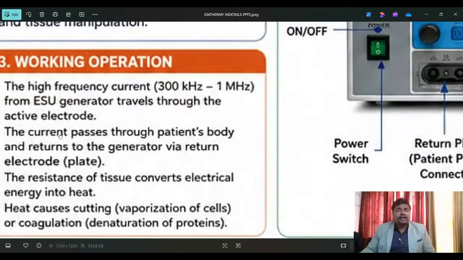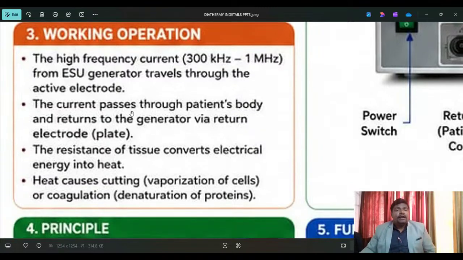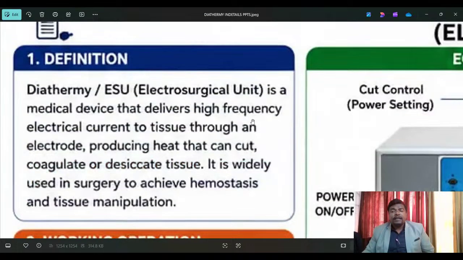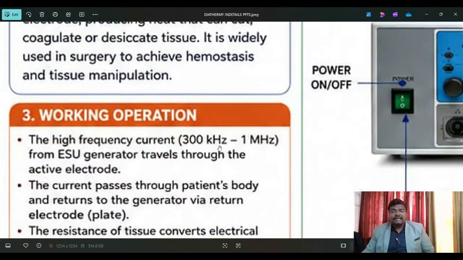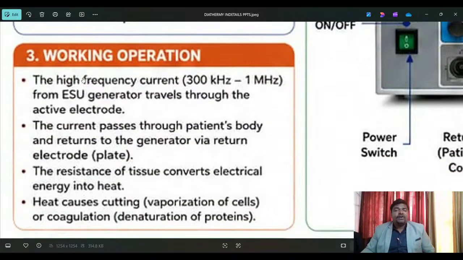Now I'm going to zoom this PPT. Here, see, working operation. The high frequency current, 300 kHz to 1 MHz. These are frequency levels, and I already told you that frequency is measured in hertz. That's why it is mentioned here. For our working operation, first of all, the high frequency current 300 kHz to 1 MHz from the ESU generator, ESU means electrosurgical unit generator, travels through the active electrode.